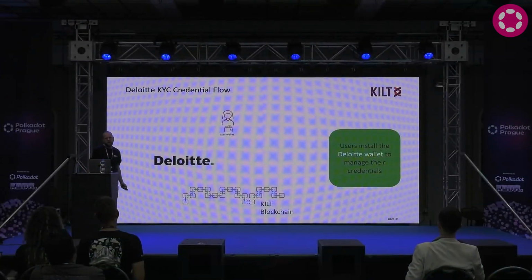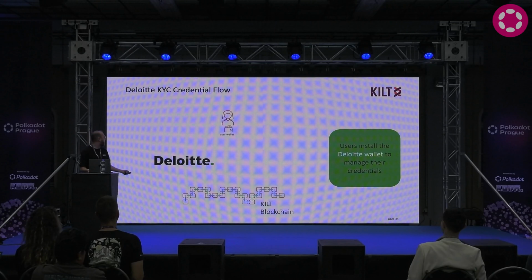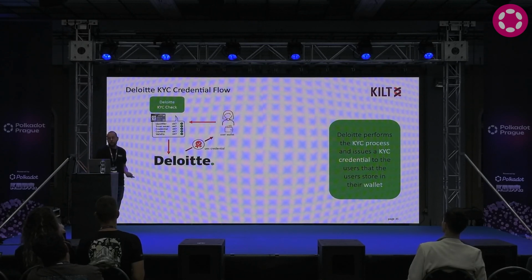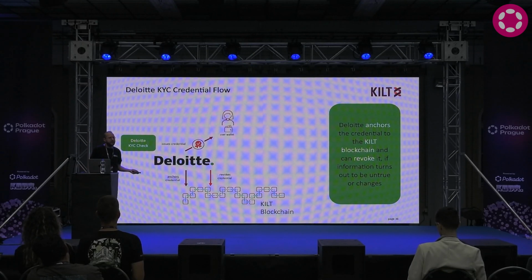So how does it work? On the one side, we have the user, holding their wallet, we have Deloitte as someone who's doing something, and we have the KILT blockchain. The user has a wallet, and wants to manage their credentials. First, Deloitte will do some KYC process, as you have done multiple times for all kinds of purposes. That happens outside of the protocol, but once the KYC process is done, Deloitte will issue a credential to the user. Next, Deloitte will anchor the credential on the blockchain, and if they ever find out that the credential is not true anymore, they can also revoke it.